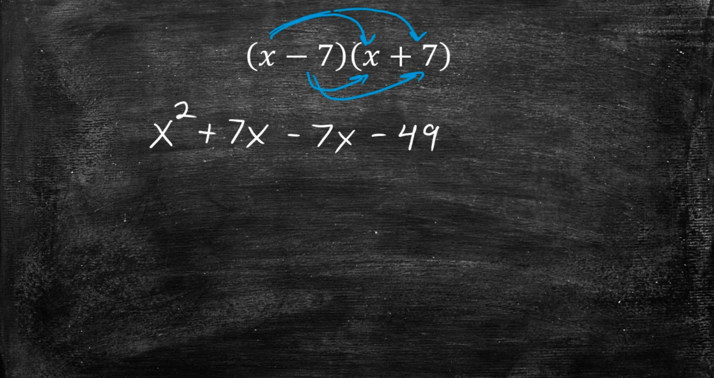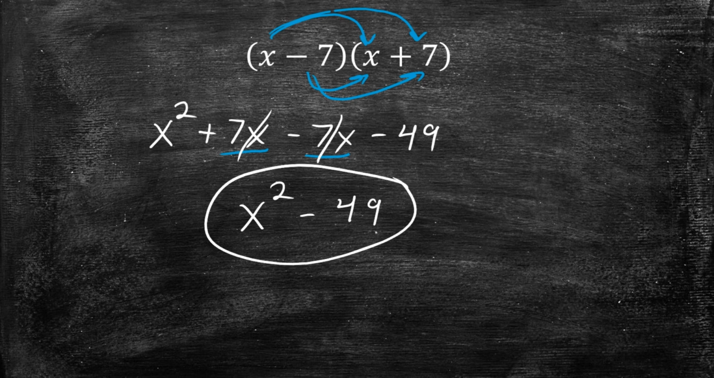All right, we're going to go ahead and combine like terms, these ones here. And what we end up getting is x squared. Those cancel out, becomes 0, minus 49. And that is going to be our final answer. Therefore, this example is complete.